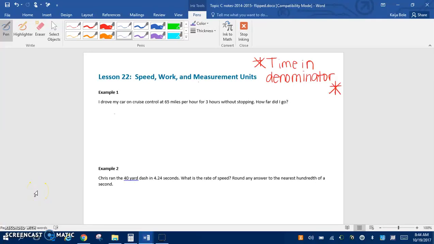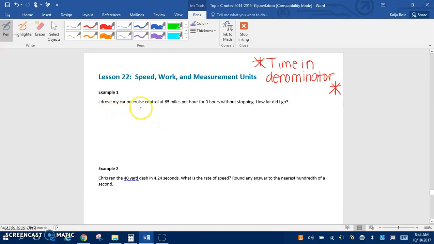Alright, so here we are in lesson 22, speed, work, and measurement units. Before we get started, I want you to write this note up here at the top. Remember, time always goes in the denominator. Today we're going to be talking about hours and seconds and minutes, so we need to write ourselves a note that that always goes on the bottom. So we're doing some more standard algorithm, just with some more conversions.